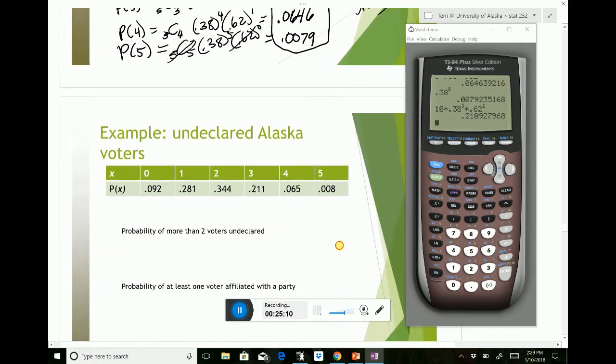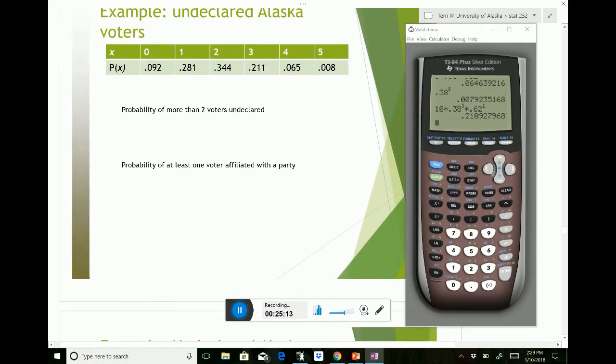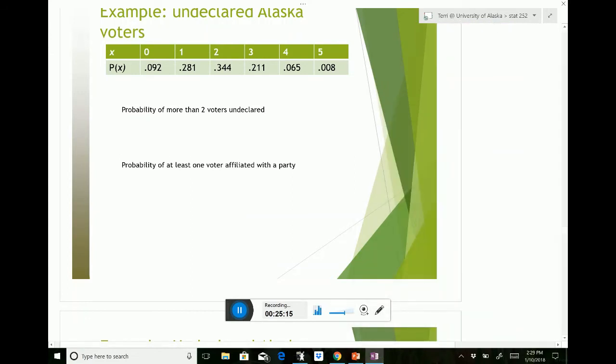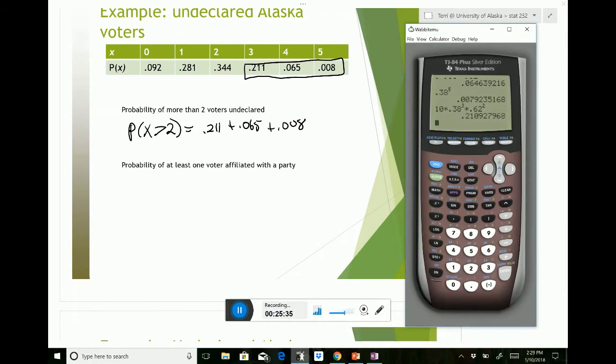All right. 0.065, 0.008. So now we can do all kinds of things. What's the probability that more than 2 voters are undeclared? More than 2. So strictly more than 2 is these 3. So the probability x is greater than 2 is 0.211 plus 0.065 plus 0.008. I can simply just add up the probabilities that I need.